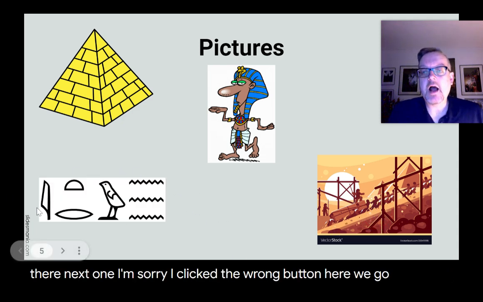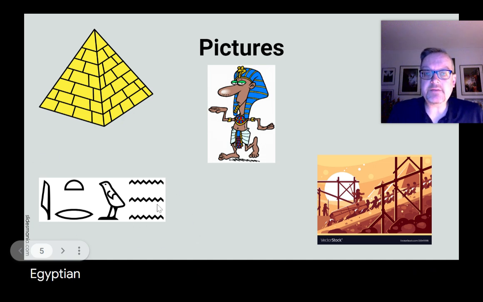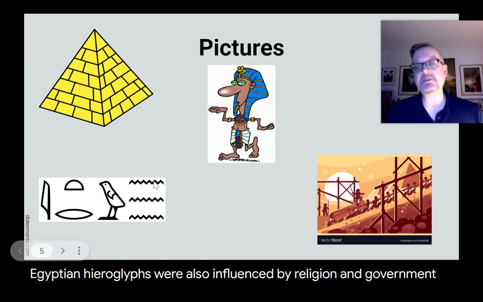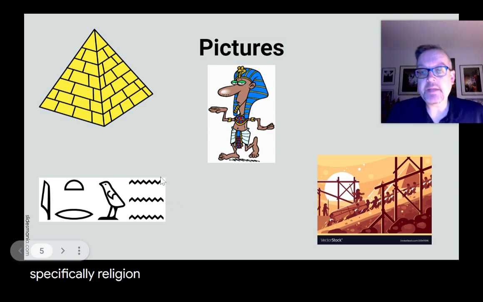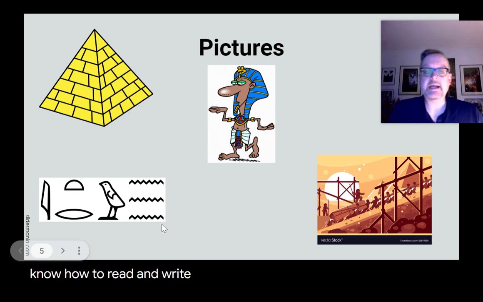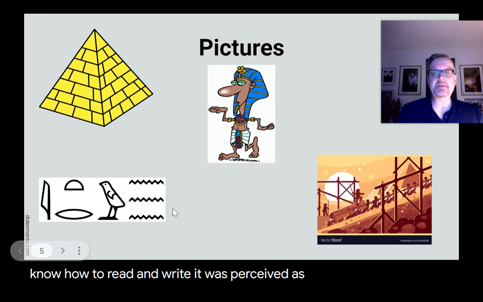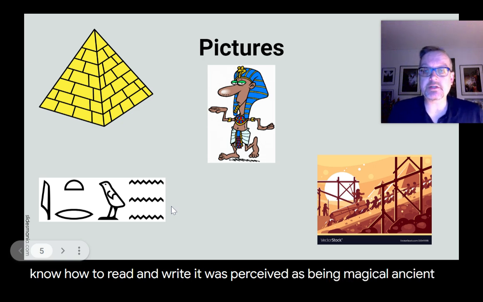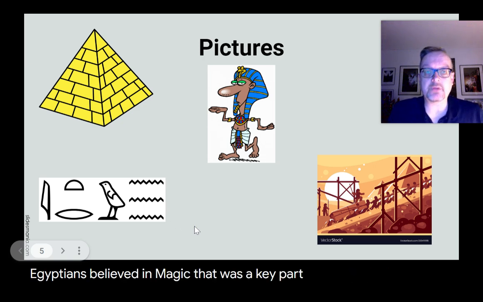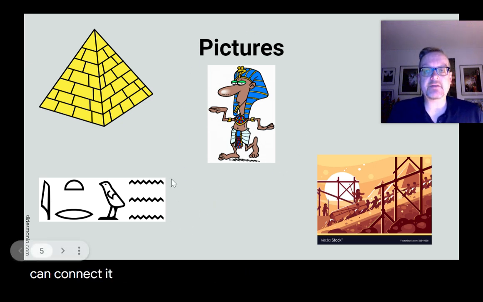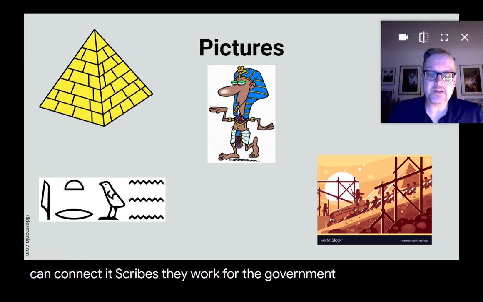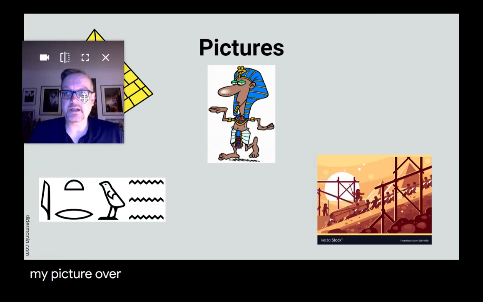Here we go. Ancient Egyptian hieroglyphs were also influenced by religion and government, specifically religion, because a lot of people in ancient Egypt did not know how to read and write. It was perceived as being magical. Ancient Egyptians believed in magic. That was a key part of their religion. Also, we can connect it to government because the only people that knew how to read and write were scribes. They worked for the government.